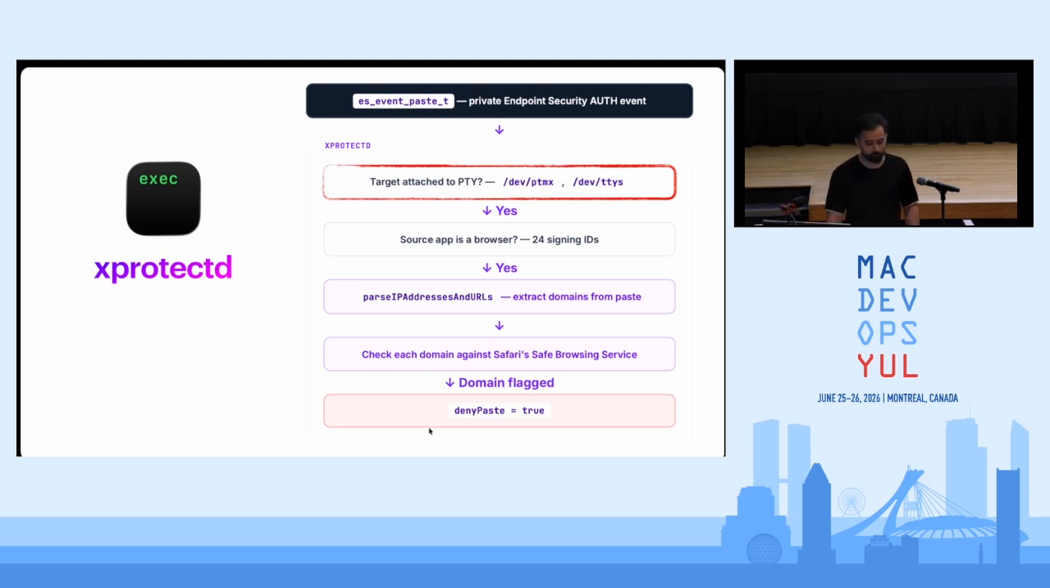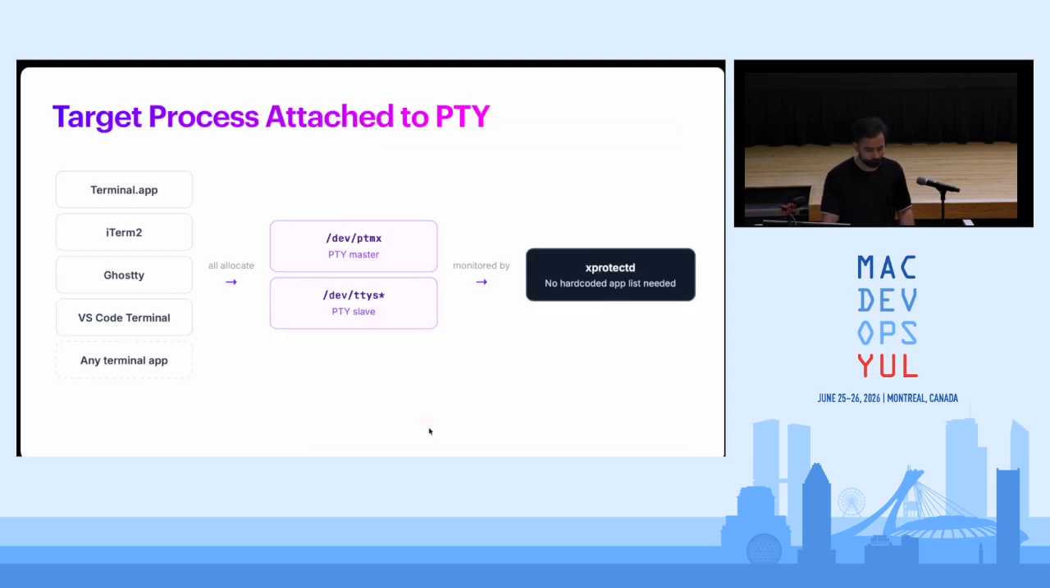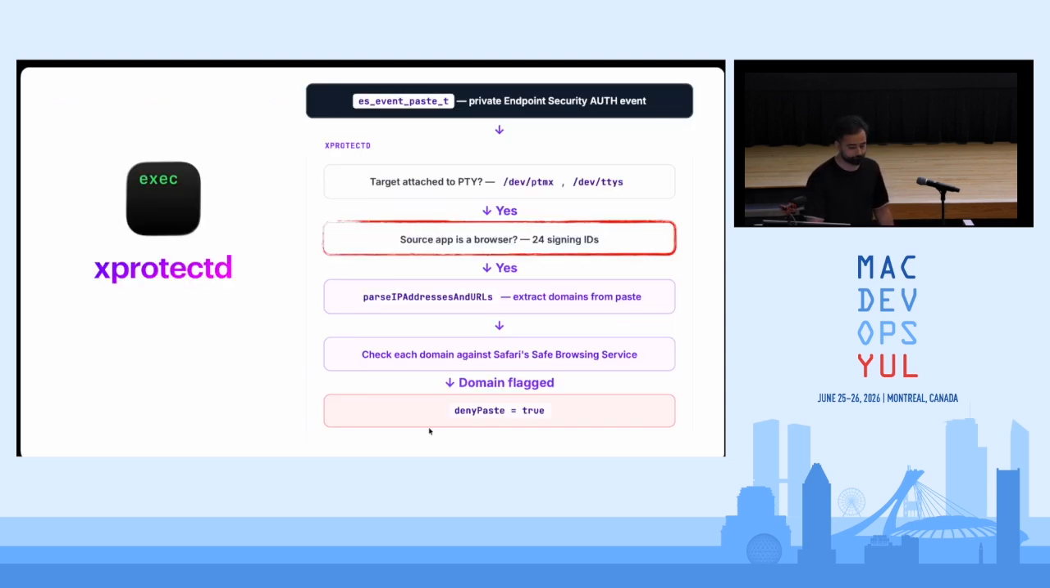So let's look at the first check. It first checks to see if the target process is attached to a pseudo terminal. So instead of hard coding a list of terminal apps that can change, since many people use different terminals, it just checks to see if it's attached to a pseudo terminal. This is actually a nicer approach. It works with Terminal, iTerm2, Ghostty, VS Code's built-in terminal, anything that allocates a PTY master and slave. So XProtectD covers any terminal emulator without having to maintain a list that it has to keep updating.